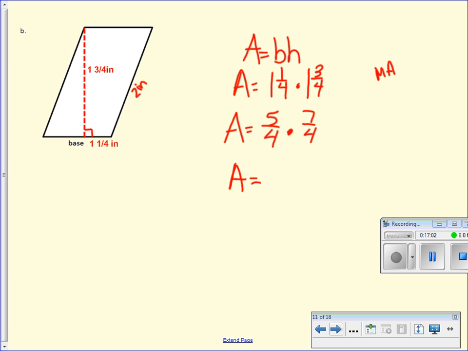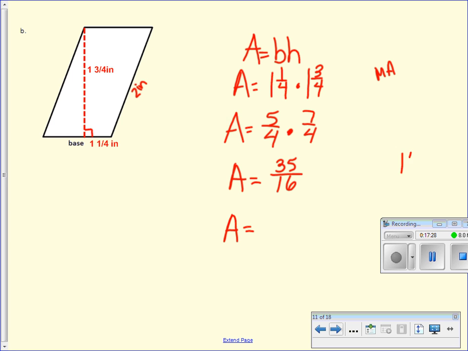Multiply my numerators. Oh, yay, common denominators. Does that matter? No, we don't need common denominators. So I can multiply my numerators. 5 times 7 is 35. Do I multiply my denominators? Yes. 4 times 4 is 16. But I'm still not done. I'm going to change that improper fraction to a mixed number.